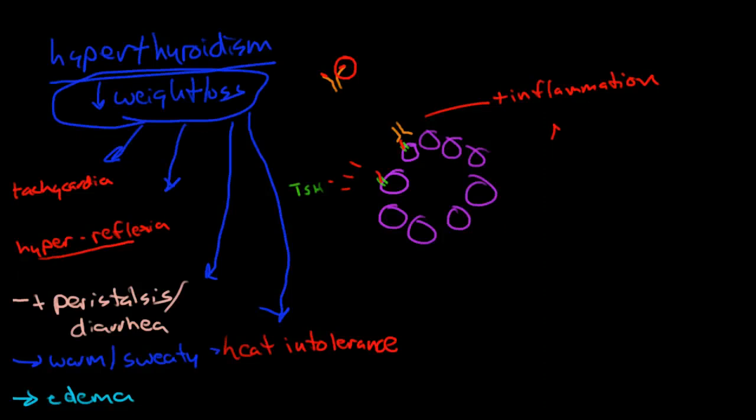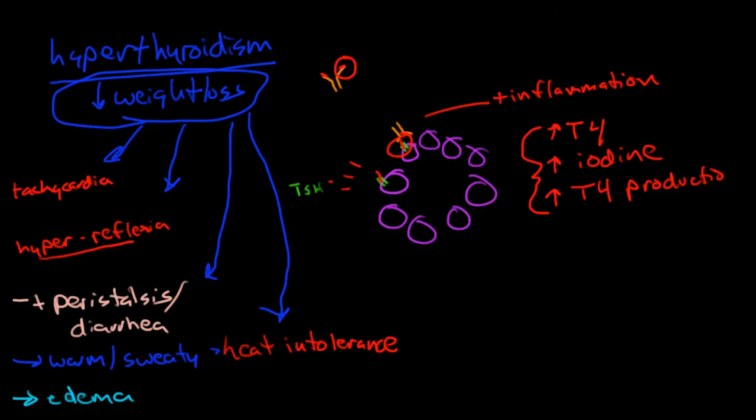You increase the secretion of T4, and you increase iodine intake, and you increase the production of T4. So it's a very interesting autoimmune disease because not only is it causing inflammation and damage to the tissue, but it's also stimulating release of T4 because of how the portion of the immune globulin is mimicking the molecule of TSH. So again, this is called Graves' disease.